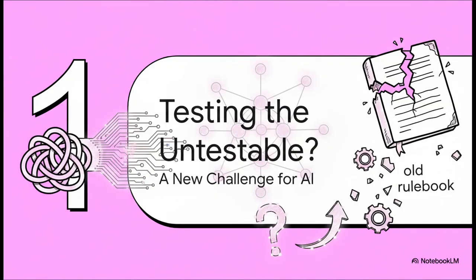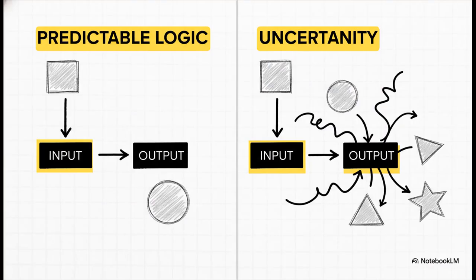So that brings us to our first big hurdle, this idea of testing the untestable. With AI, all the old rule books for making sure software is solid, you can pretty much toss them right out the window. Think about it like this. Normally when you write code, if you put A in, you expect B to come out every single time. It's predictable. But with AI, you put A in and you might get B, you might get something kind of like B, or you could get Z. And while that power is amazing, it is an absolute nightmare for quality control. We clearly need a whole new playbook.